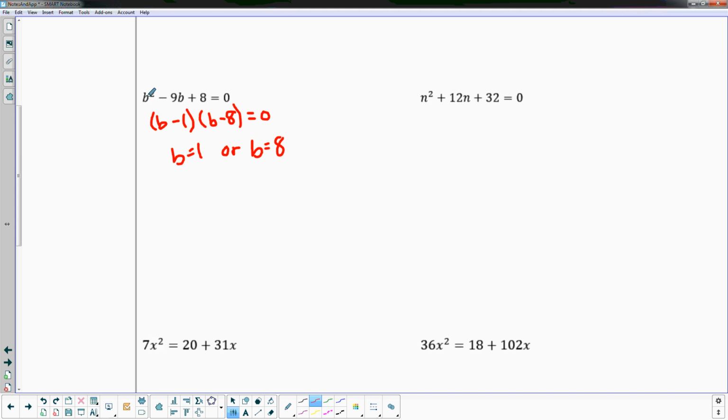Okay? And again, these ones are a little bit easier because there's nothing in front of my b squared or my x squared, whatever variable is there. In this case, I have n squared. So I need two numbers that multiply to give me 32 and add to 12. That really sounds like an 8 and a 4, because 8 plus 4 is 12, and 8 times 4 is 32. Since I didn't say any negatives, they're both going to be positive. So we get n plus 4 and n plus 8.